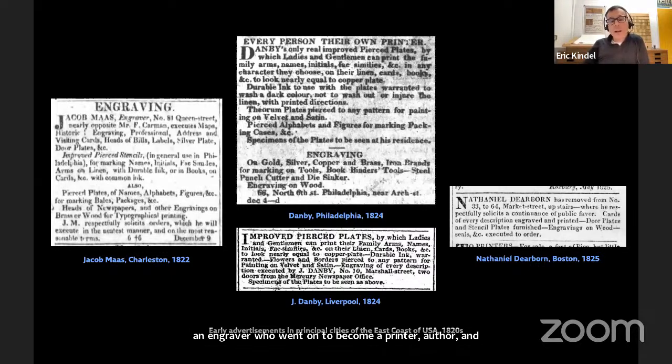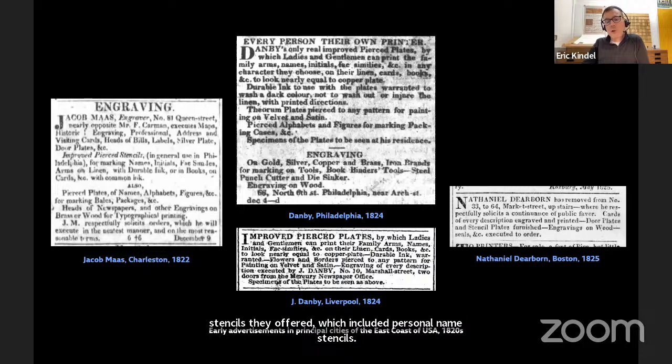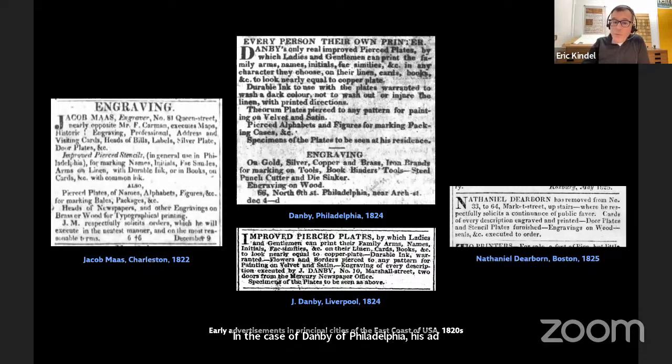The ads provide helpful descriptions of the kinds of stencils they offered, which included personal name stencils, alphabet and numeral sets, and stencils for shipping. In the case of Danby of Philadelphia, his ad in a Liverpool newspaper at exactly the same date indicates that he supplied stencils in both locations.